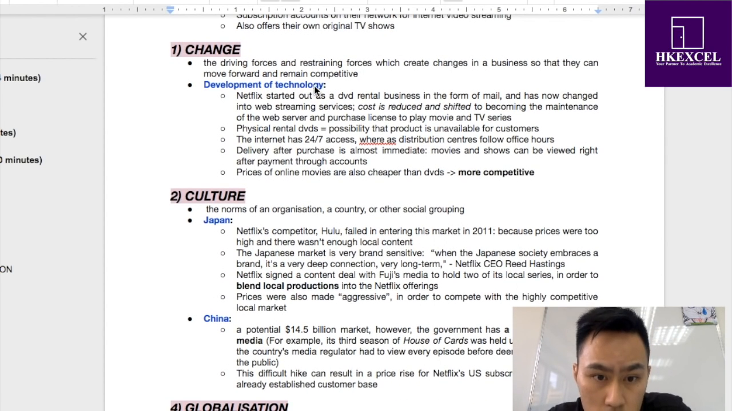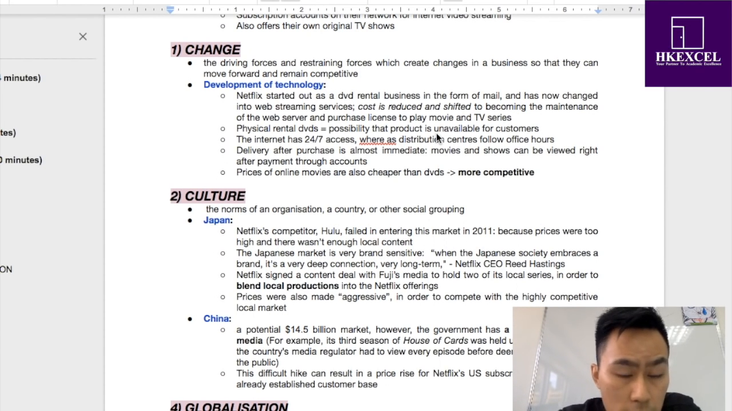So, technology. Netflix started out as a DVD rental business by mail and has now changed into a web streaming service, right? Costs are reduced, shifting to the maintenance of the web server and purchasing licenses to play movies and TV series, right? So you can see this is about the change. Physical rental DVDs equal the possibility that a product is unavailable for customers, right? Because it's not like the internet, where you can get it instantly.